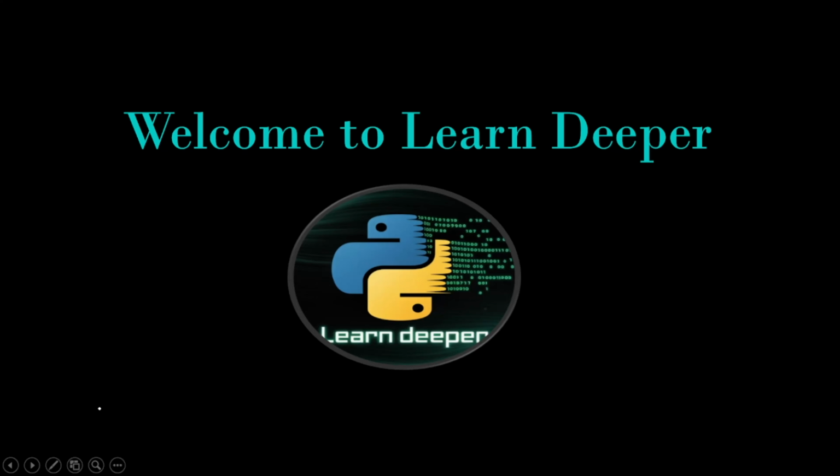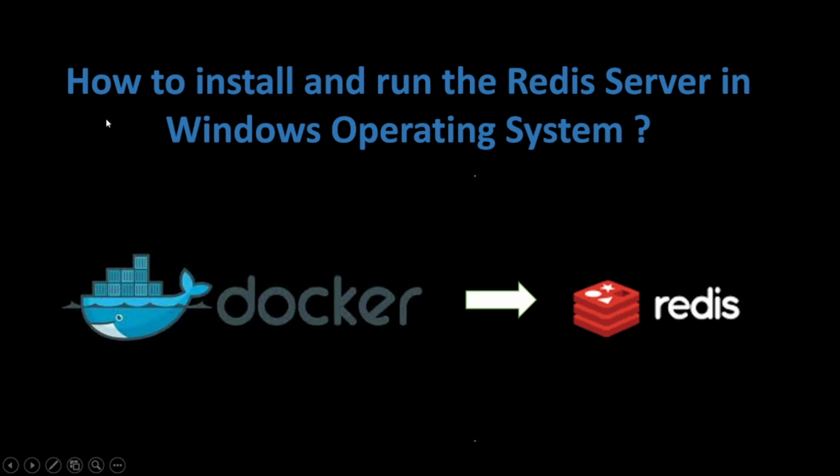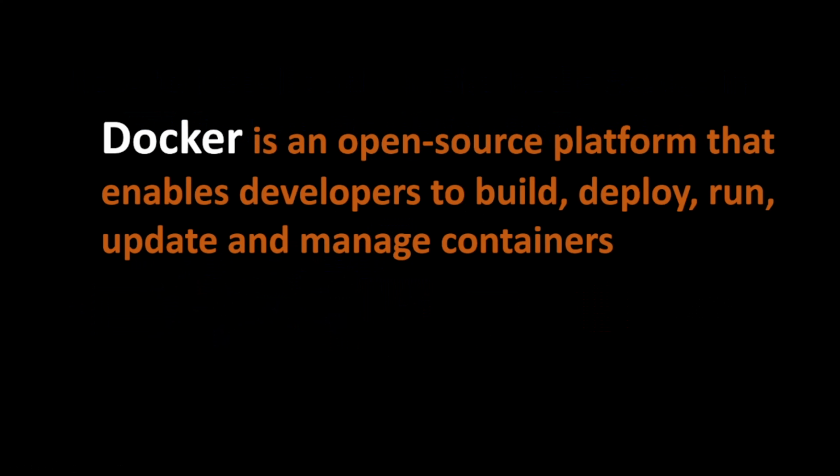In this video, we are going to see how to install and run the Redis server in Windows operating system using Docker, right? So Docker is an open source platform that enables developers to build, deploy, run, update, and manage containers. The containers, what it means, the essential things which is required to run an app, essential resources, right?